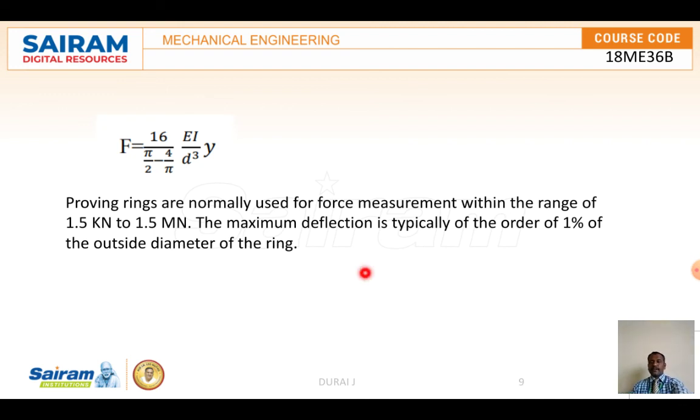The proving ring is normally used for force measurement within the range of 1.5 kilonewton to 1.5 meganewton. The maximum deflection is typically in the order of 1% of the outside diameter of the ring. This is about the proving ring. With that, the force measurements get over.